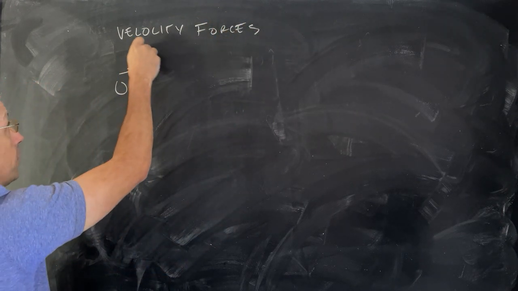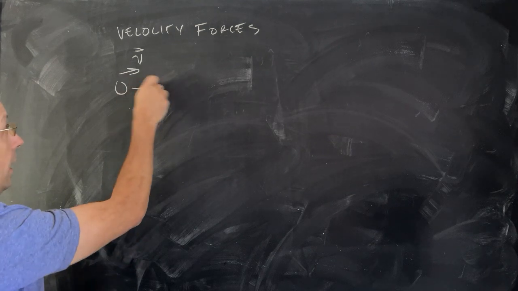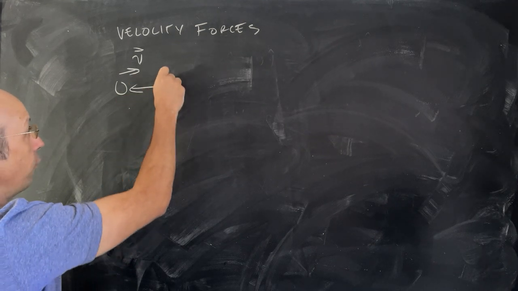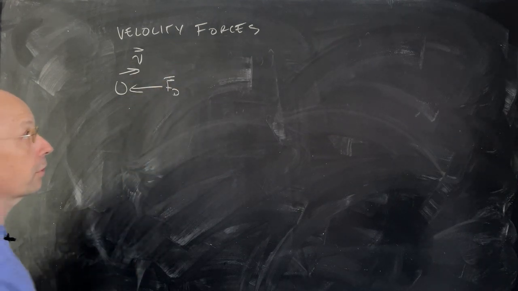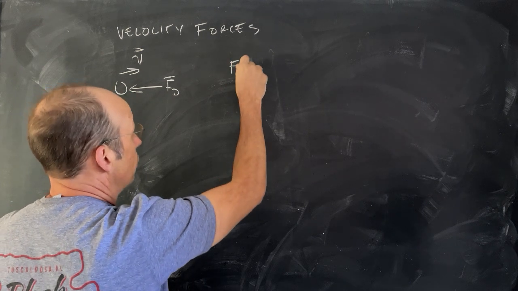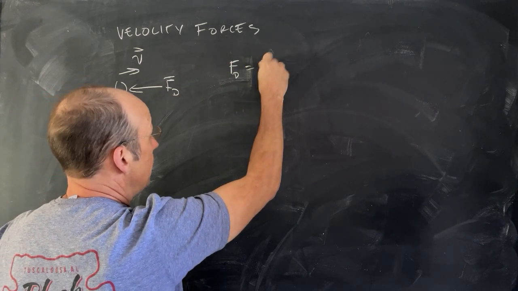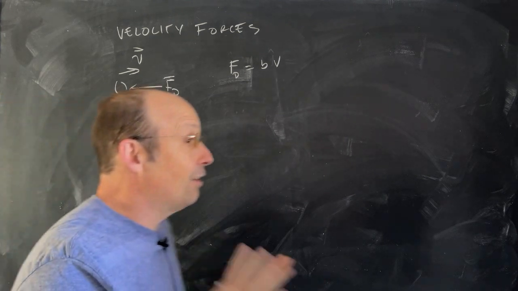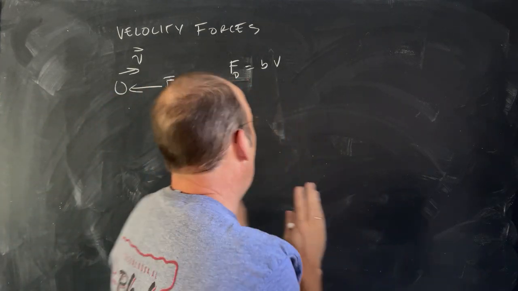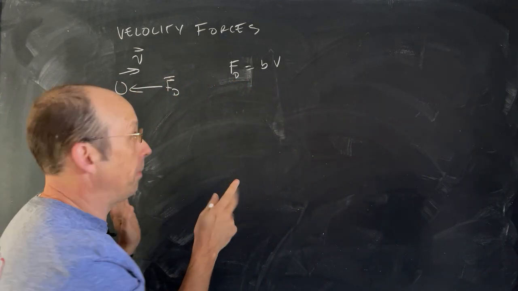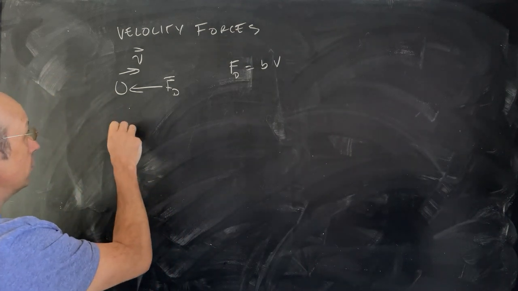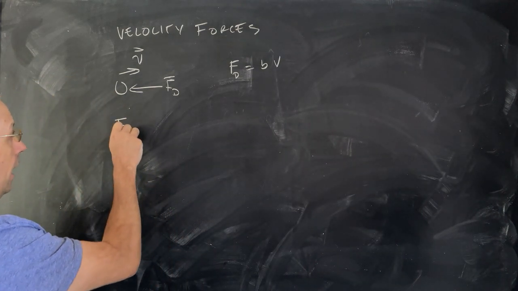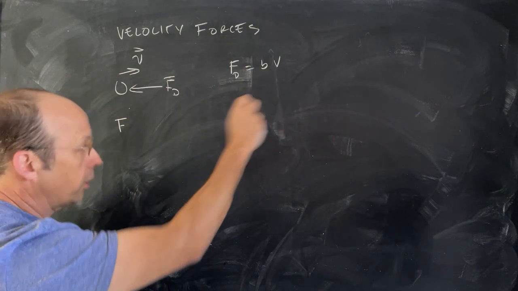Suppose I have an object moving with a velocity v that way, and there's a drag force pushing backwards that's proportional to the velocity, such that the magnitude of the drag force is b times v. Then how do you solve the motion for that? This one actually is pretty easy. Let's just do this one, and then I'll talk about the other ones.